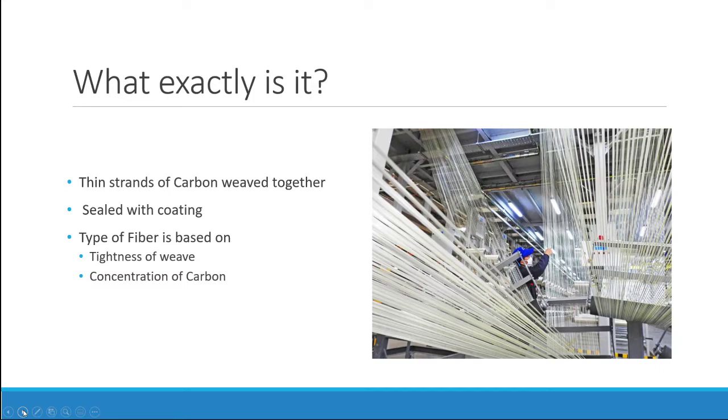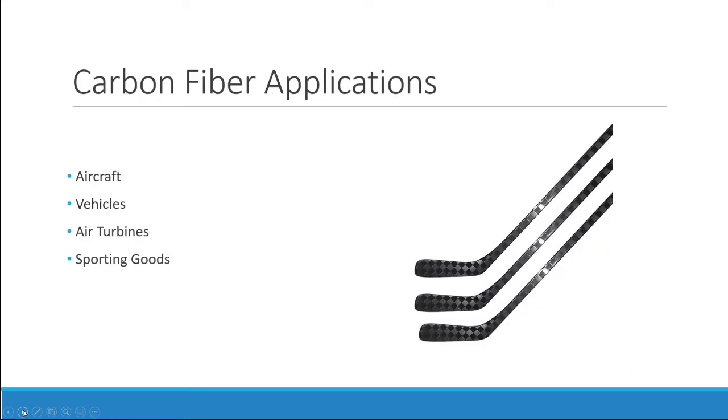Carbon fiber comes in multiple different types and forms. Each type of carbon fiber is based on two different qualities: the strength of the weave and the concentration of the carbon in the fiber.